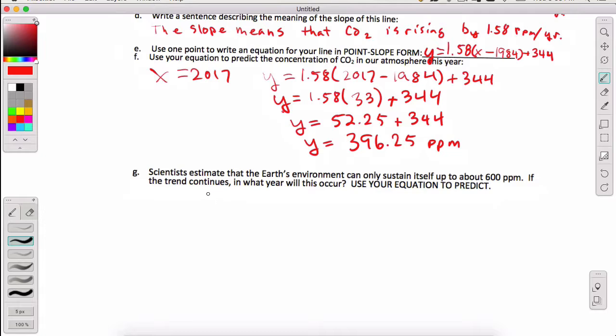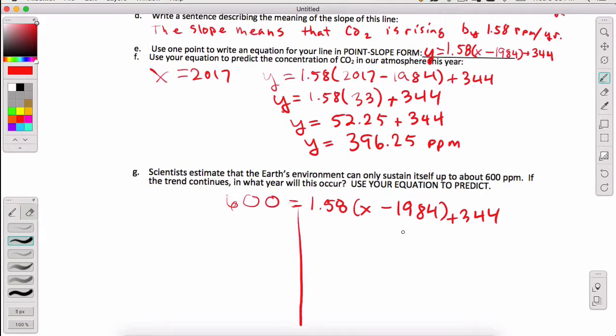And we're supposed to use our equation. Well, again, y is parts per million. So let's just replace y in our original equation. Never change your original equation. Our original equation was y equals 1.58 times (x minus 1984) plus 344. So I'm just replacing y with 600. And I'm going to write everything else just the way that it's written. Didn't change anything except the letter y. Now, we're going to solve for x.